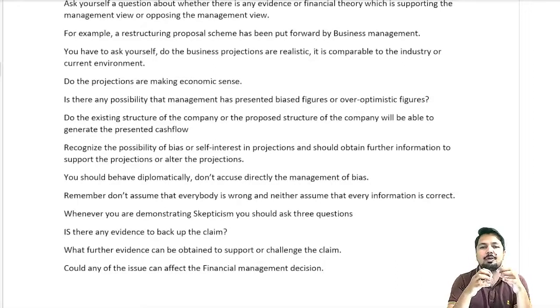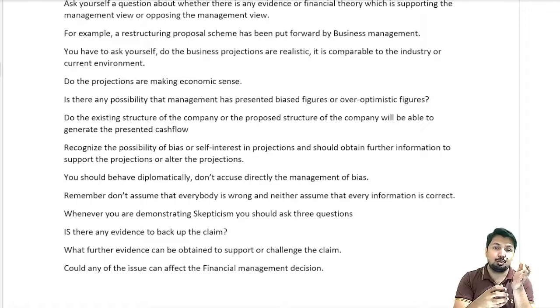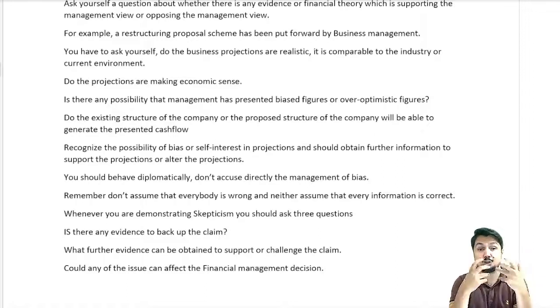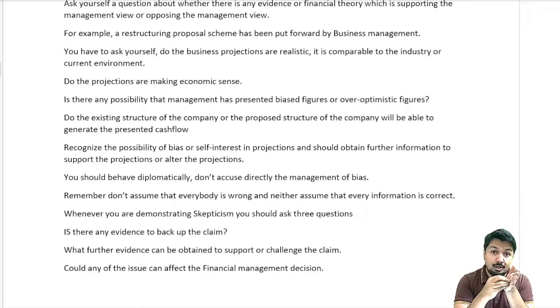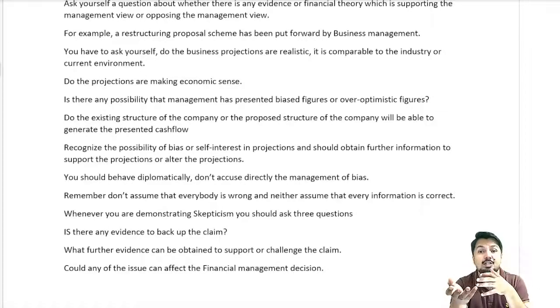You should behave diplomatically. You shouldn't say that management has presented biased figures. You shouldn't be accusing the management directly. What you should do, number one, ask yourself, is the calculation making economic sense? No. Ask the management to provide you the evidence so that you can match the evidence with those calculations. And if it is not presented by the management, then obviously your skepticism was right and you came to know that the information is wrong. It's not presented correctly.